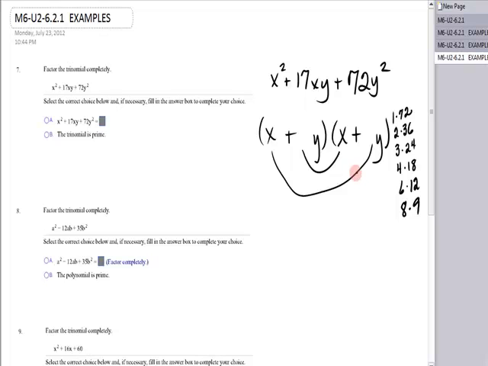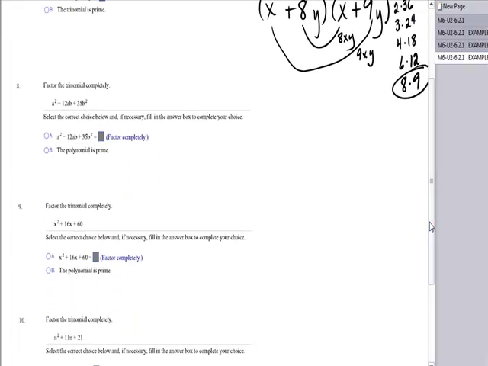Now, these are going to have an outer and an inner product that have to add up to be 17. All right, looks like it's going to be 8 and 9. Doesn't matter where you're going to put them because they were both positive. Let's check it. X times x is x squared. The outer product is 9xy. The inner product is 8xy. Those add up to be 17xy. Product of the last is going to be positive 72, and y times y is y squared. Don't forget the y's.